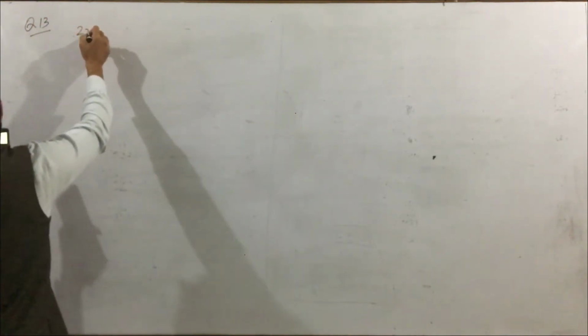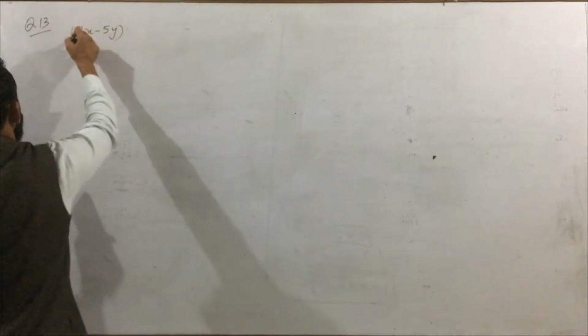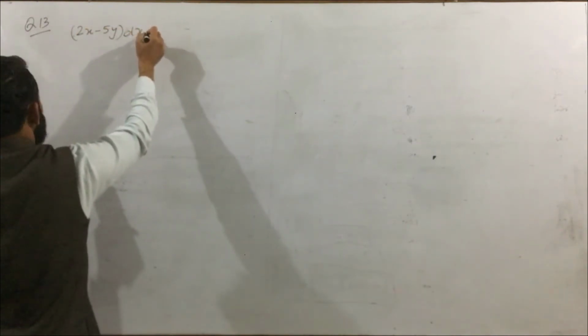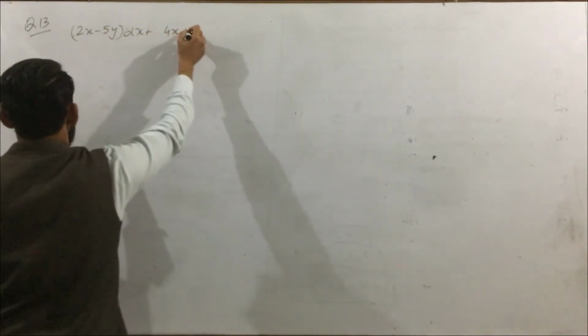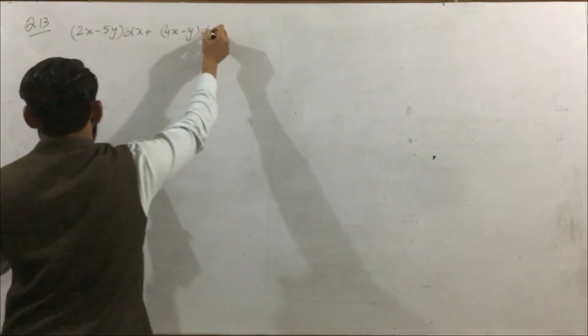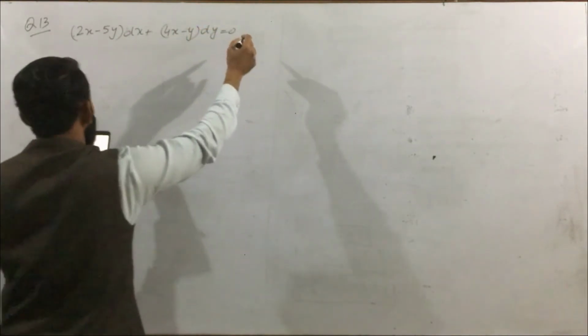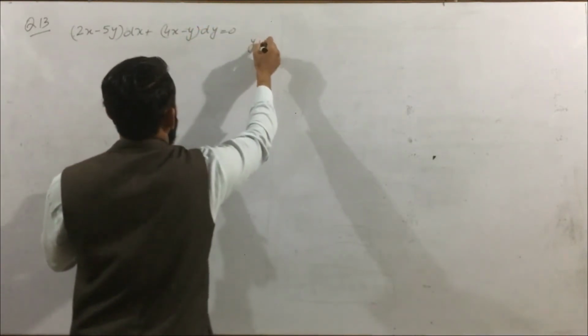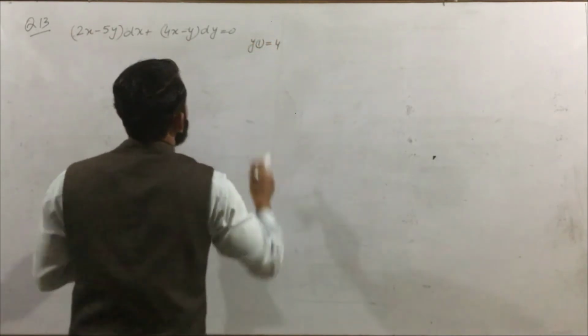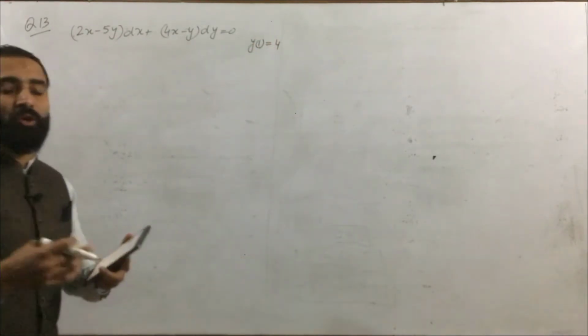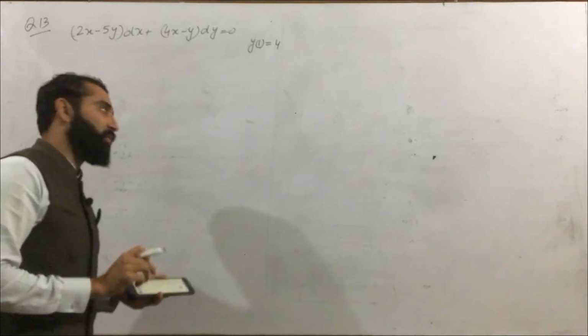which is (2x minus 5y) dx plus (4x minus y) dy is equal to 0, and the initial condition given is y of 1 is equal to 4, which means that at x equal to 1, the value of y is equal to 4.